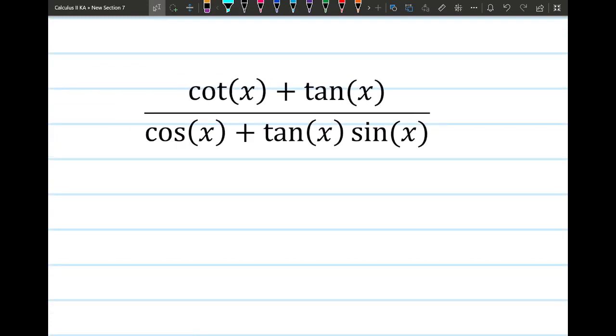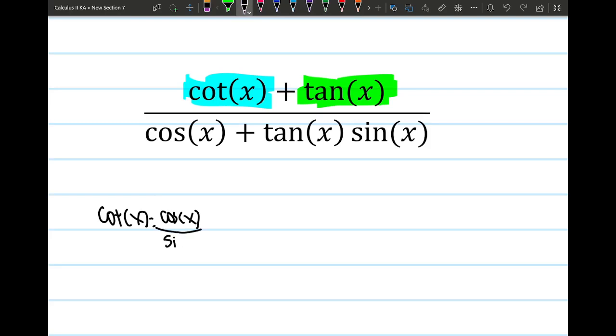First and foremost, I want to define what cotangent and tangent are in terms of sine and cosine. Cotangent x is going to be cosine x over sine x, and we also know that tan x is equal to sine x over cosine x. So they're basically reciprocals of each other. We must remember these identities in order to do problems like these.